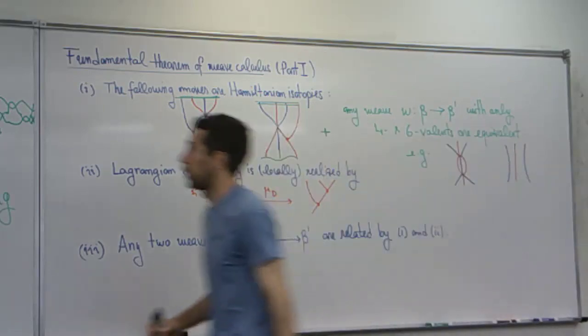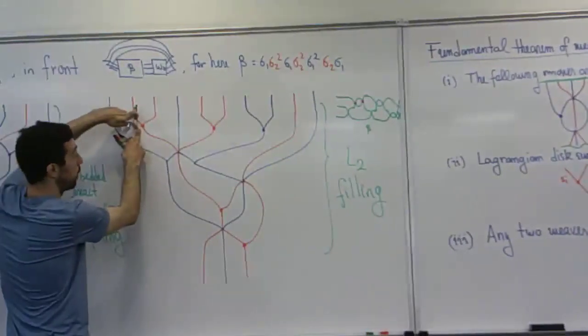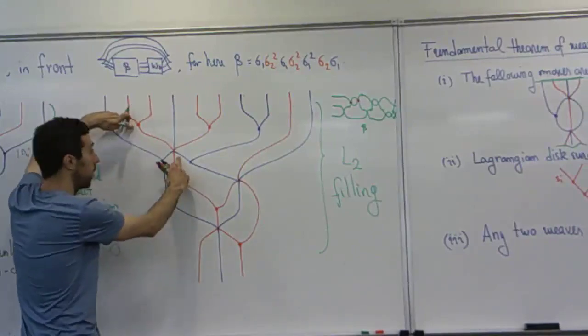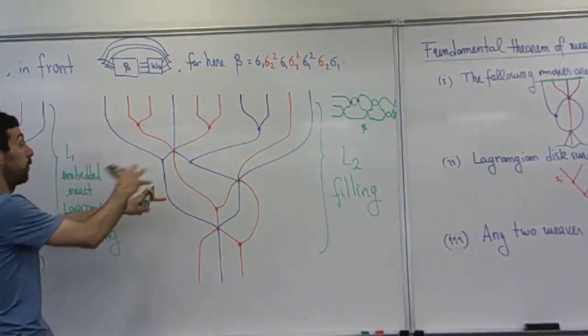So for instance, I could have taken this crossing over here. I call this the push-through move, because that move is equivalent to taking this crossing, in trivalent, and letting it go past one hexavalent vertex. So it's equivalent to that one. So that modifies the weave.